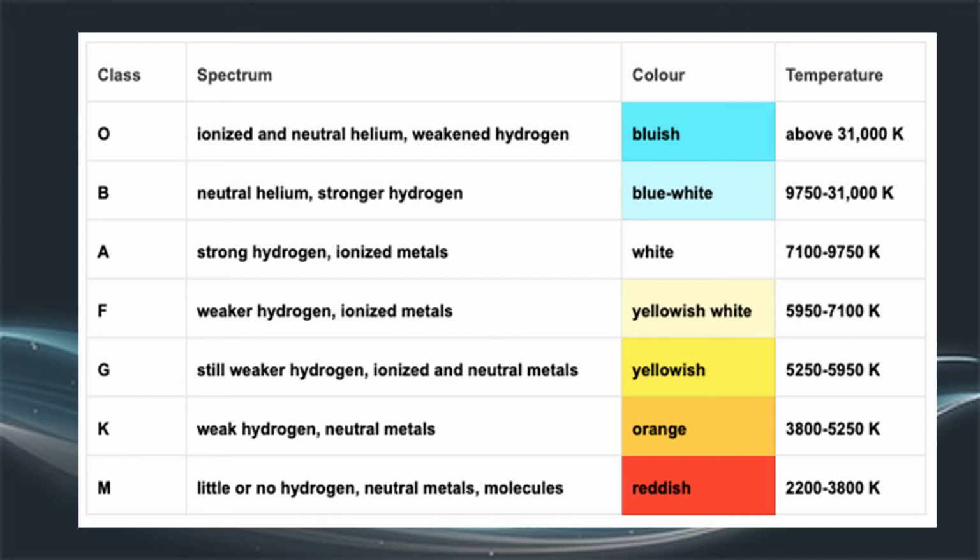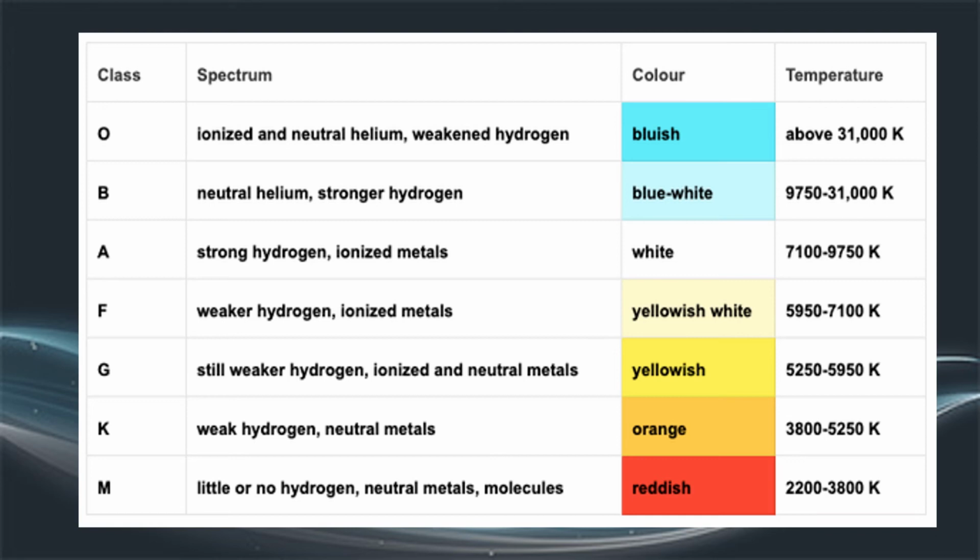We have the blue-white colored star. It is class B, and its temperature is 9,750 to 31,000 Kelvin. We also have the white colored star. It is categorized as class A. Its temperature is 7,100 to 9,750 Kelvin.